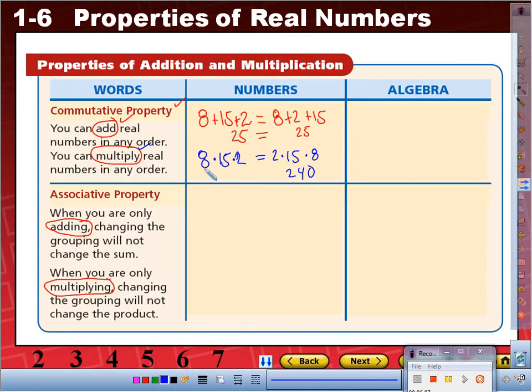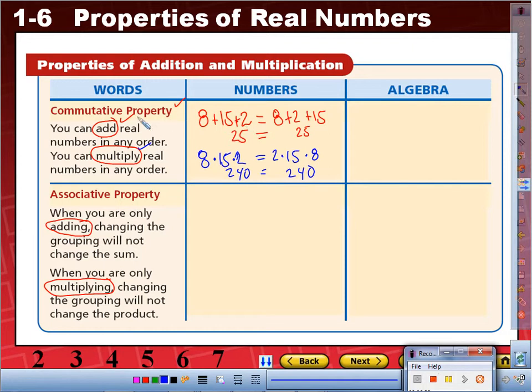Okay? Let's go the long way. 8 times 15. Let's see. What is 8 times 10? 80. 8 times 5? 40. What is 80 plus 40? 120 times 2? 240. Do we get the same product? Yes, so the property does work for multiplication also. Copy that, please.